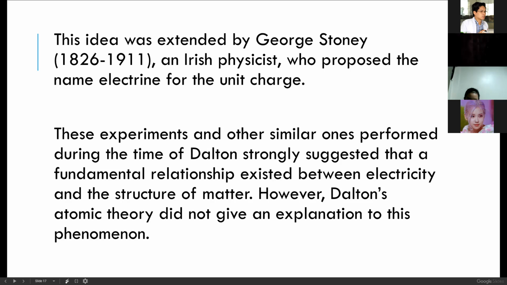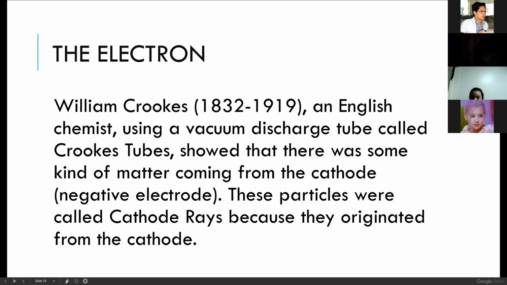Sure, why do we need to tackle the discovery of electricity? Because it is actually connected to the atomic theory, the structure of matter. Remember that the atom in the element is actually moving because of this electricity. However, Dalton's atomic theory did not give an explanation to this phenomenon. That is why they further studied the electron.